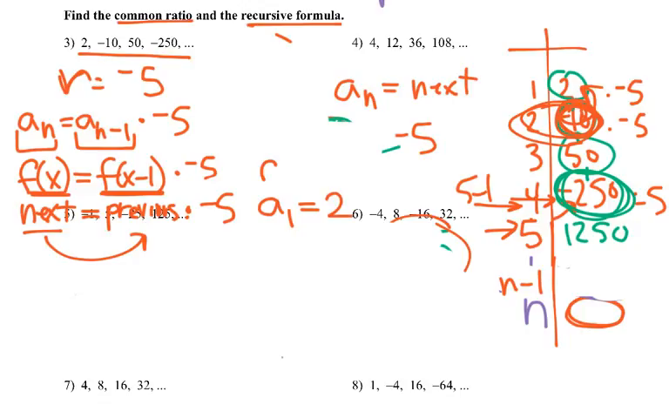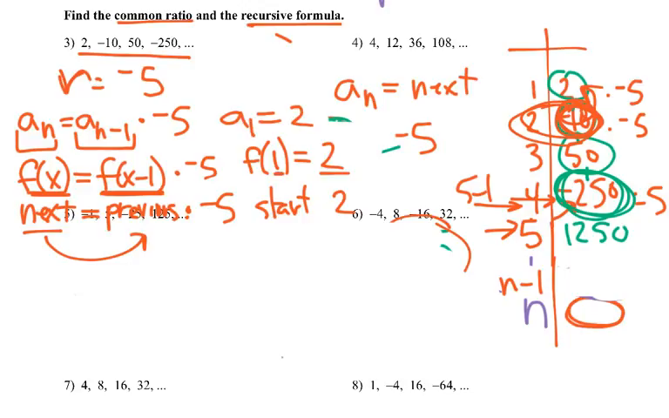Or we can go, I guess, let's write it this way. We need to know where to start our pattern. So we start at 2. Or for this one, we'd write f of 1 would equal 2. That means the first term is 2. Or a sub 1 would equal 2.